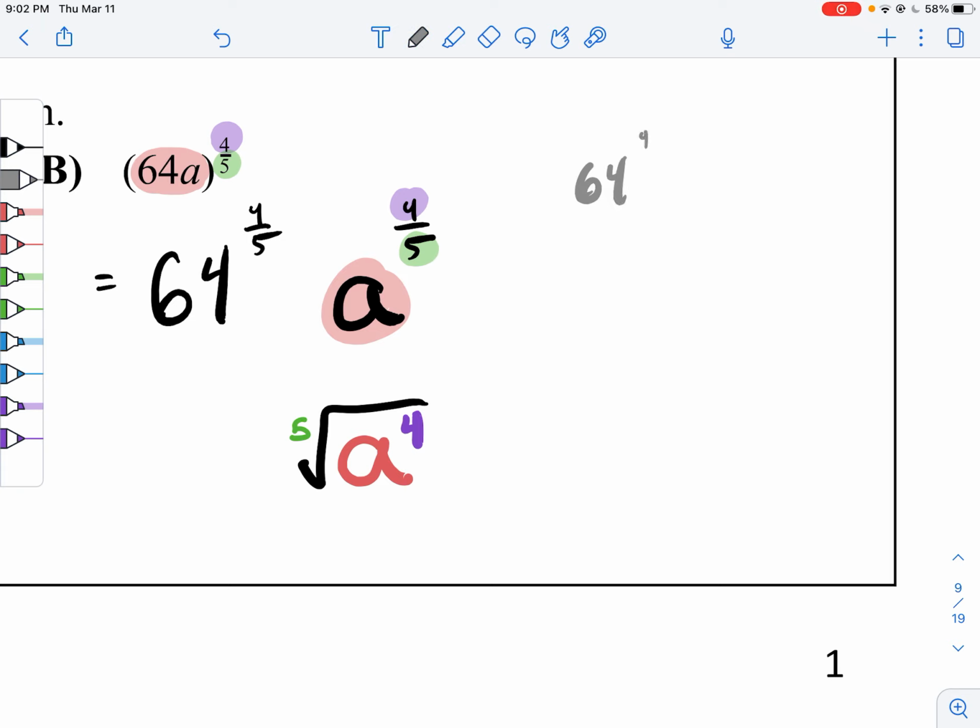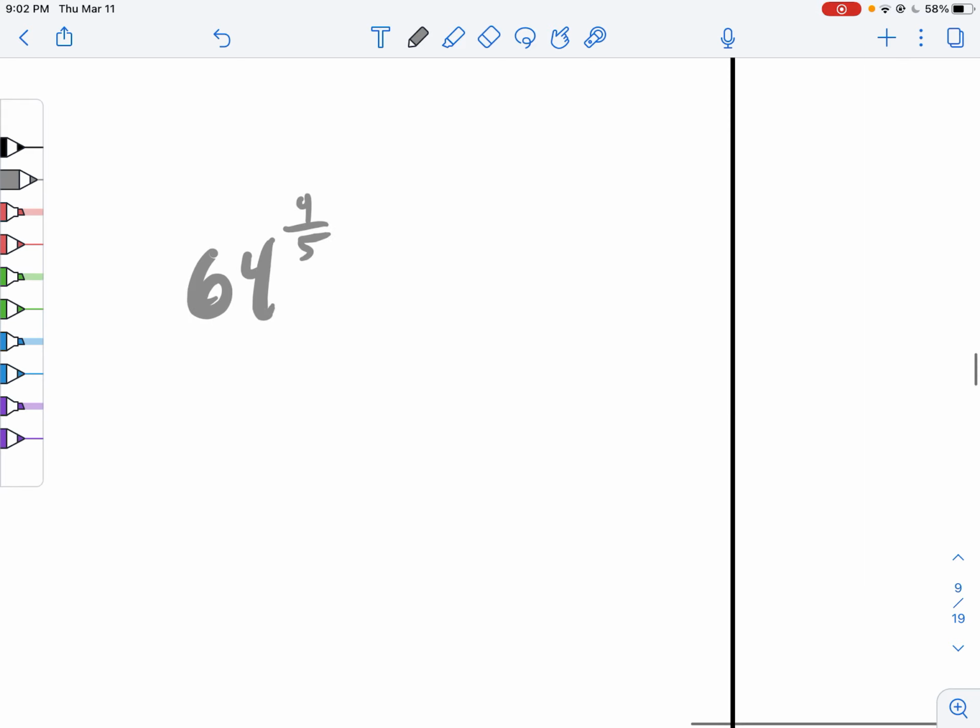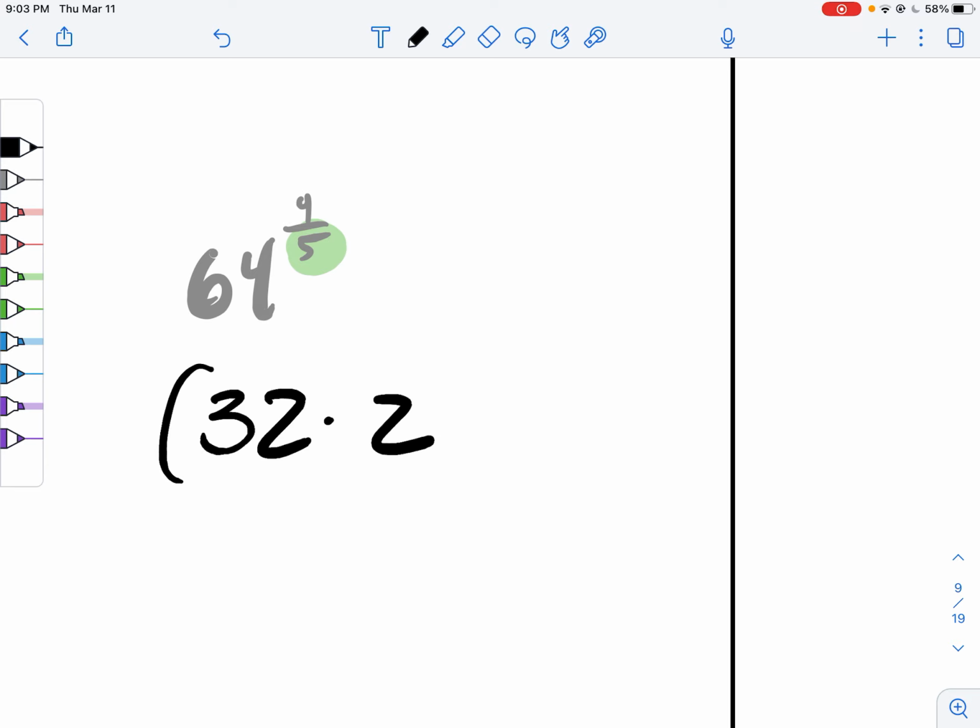If we're trying to find 64 to the 4/5 power, we want to find what is the cube root of 64? Wow, I made this way hard. I'm so sorry, guys, because 64 doesn't have a clean quintic root. I should have fixed this problem. So this is the same thing as 32 times 2. 64 is 32 times 2 to the 4/5 power.